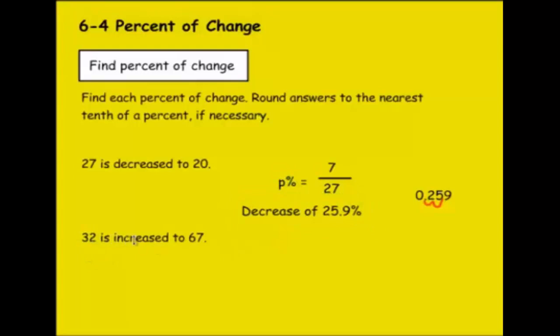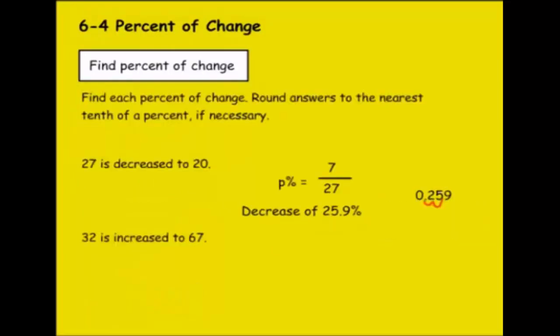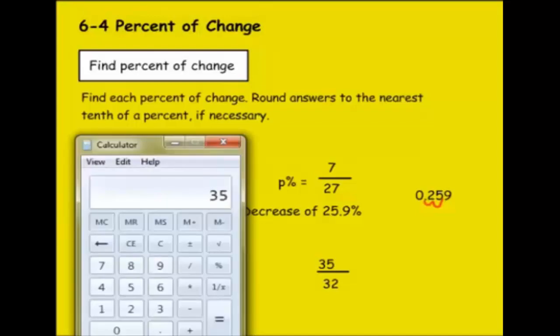Here we have 32 is increased to 67. Let's look at our formula again. Percent of change equals the amount of change on top, the original amount on bottom. So the original amount on bottom is a 32. On top, it went up 35, so we're going to say 35. So 35 divided by 32. So we do 35 divided by 32, so it's 1.09375.